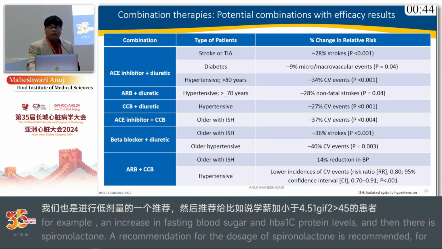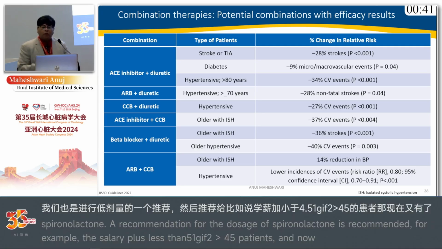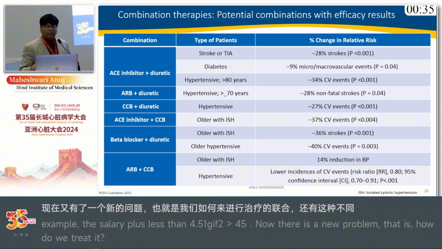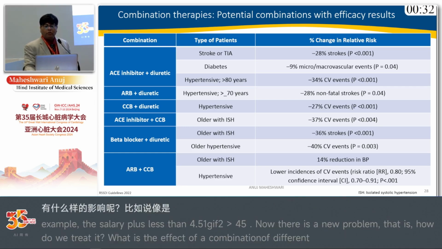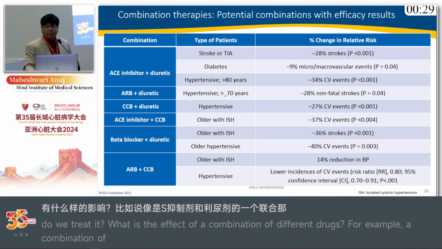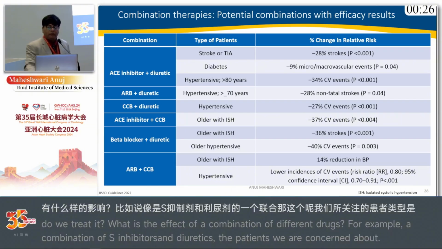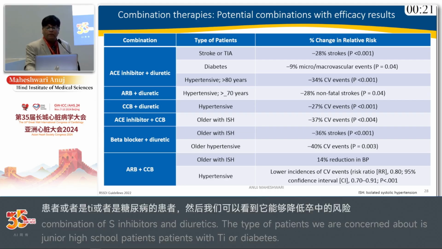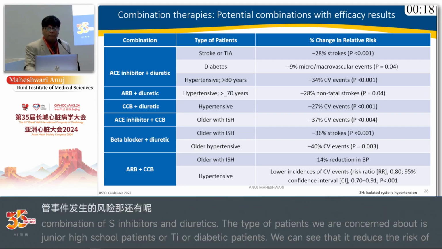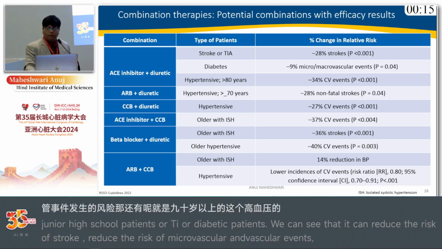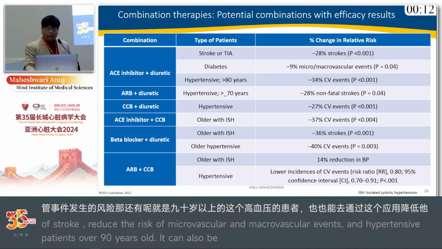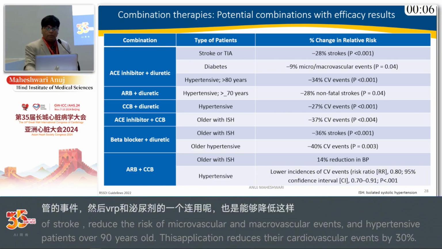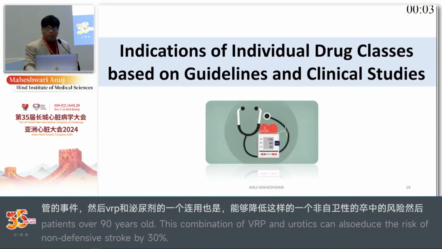Now the question arises: how to go ahead with combination therapy, and what is the impact of the potential combinations with efficacy results? When ACE inhibitors are combined with a diuretic, there is a 28% stroke or TIA risk reduction and a 9% reduction in micro and macrovascular events in diabetic and hypertensive patients. Those more than 80 years of age have a 34% cardiovascular events reduction. Patients more than 70 years of age could see a 28% non-fatal stroke reduction. So we can see a sizable risk reduction, either in CV events or stroke, simply by using dual drug therapy or combination therapy.